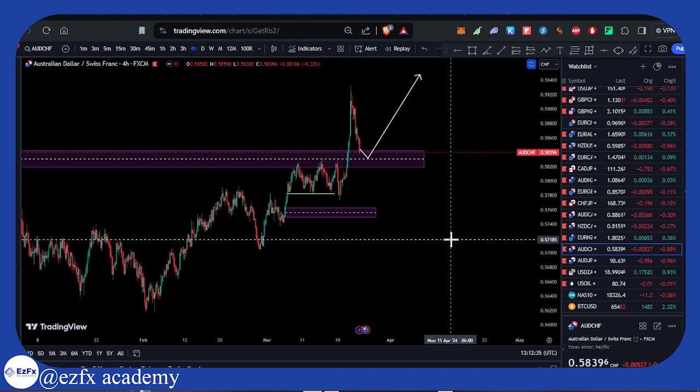I am very sure we're going to have a profitable week. Do also manage your risk. Adhere very strictly to your risk management principles.